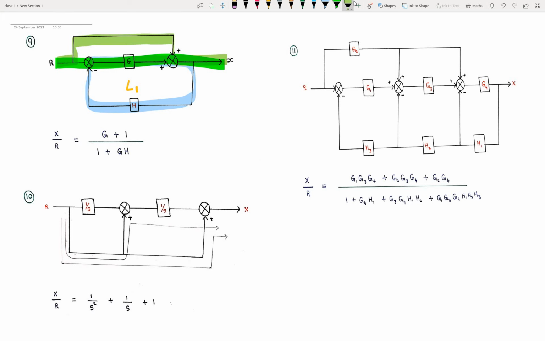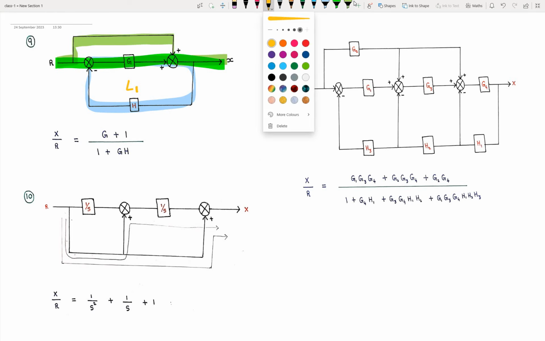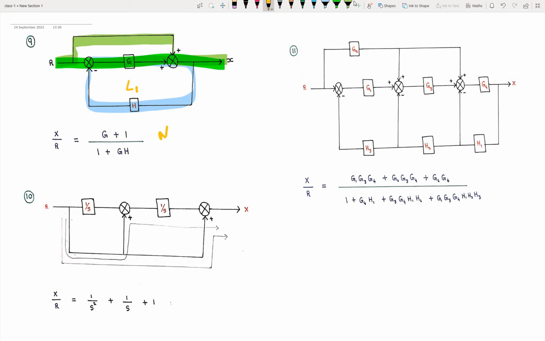Once we identify the forward paths and loops, we need to write the transfer function. In the numerator, we are going to write the forward path. In one forward path, we have only G, so I wrote here G. In another forward path, we have nothing, that's why I wrote here 1. Or since these two blocks are in parallel, we can add, G plus 1. That's what I wrote here, G plus 1.